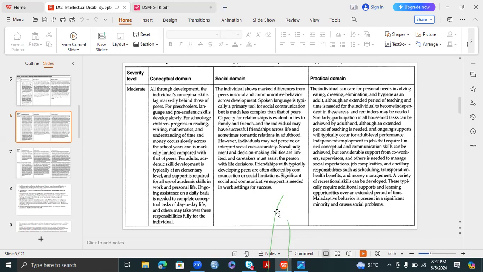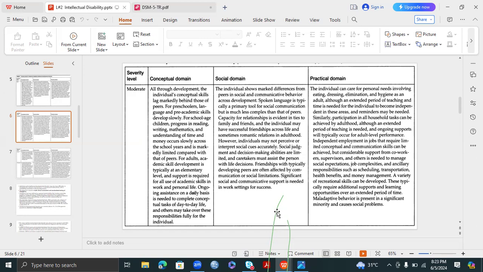social domain. In the social domain, the moderate level of severity for intellectual disability will be seen as differences from peers in social and communicative behavior across development. Social language is typically the primary tool for communication, as we all know, but it is far less complex as compared to their peers. They won't be able to make a very long paragraph for communication. All right. They won't be able to manipulate that paragraph for anyone else.